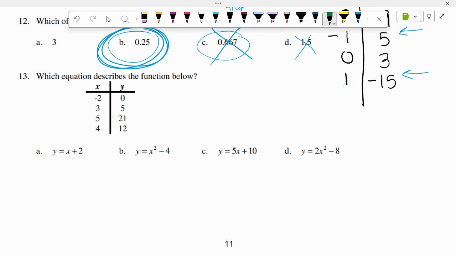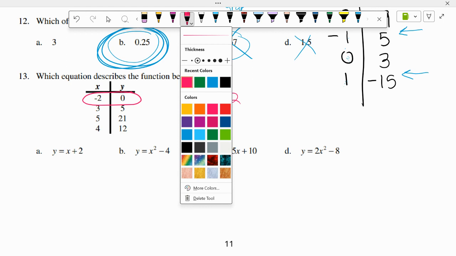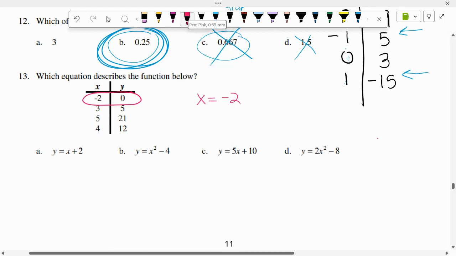What's one thing you know from this table of values? What's a 0? Yeah, negative 2 is a solution. X equals negative 2. So when we factor this, first of all, is this a linear function? Is this increasing by the same amount each time? No, it's not linear.